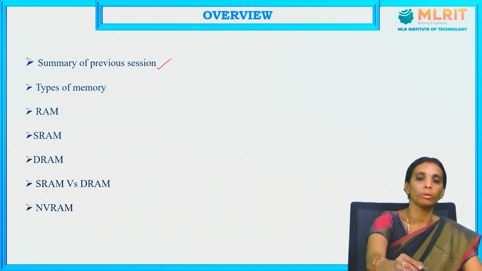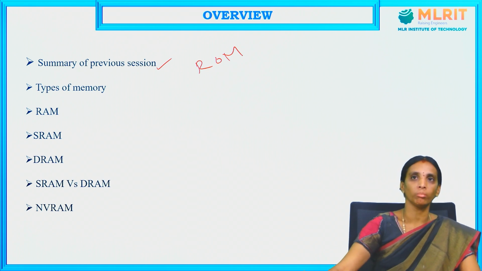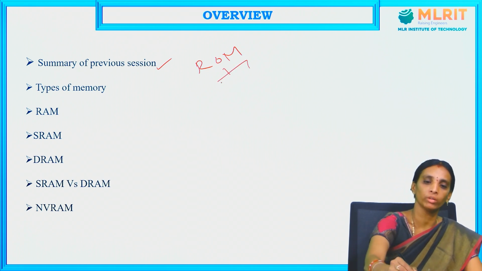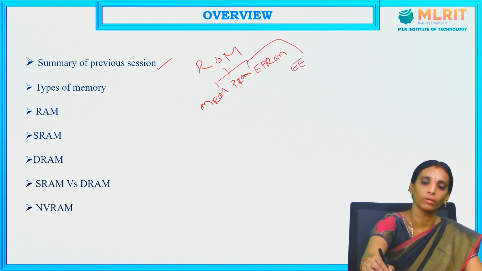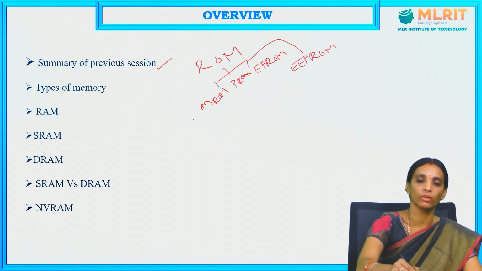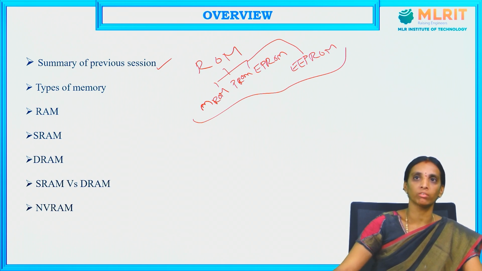In those memories, we discussed the read-only memory, which is ROM, and different types of ROM, which are masked ROM, programmable ROM, EPROM, and EEPROM. In the previous session, we discussed all these topics. So if you want to learn about these topics, please visit the previous video lecture.